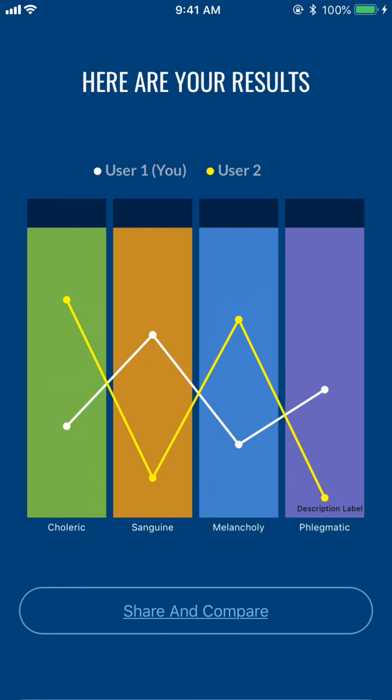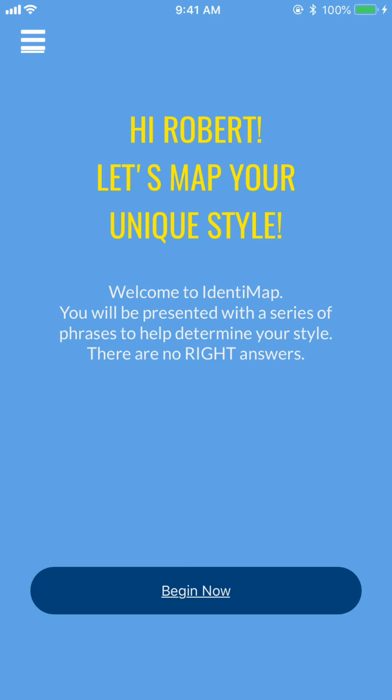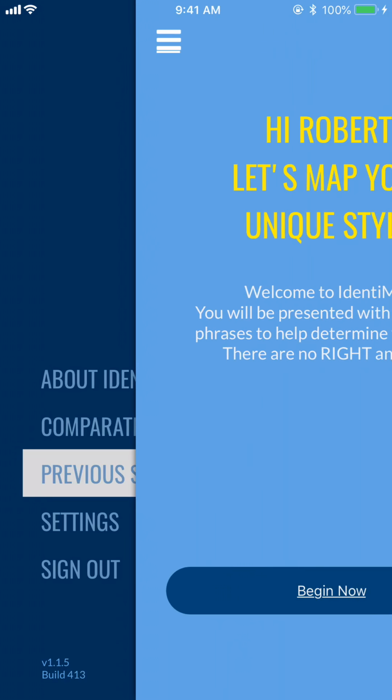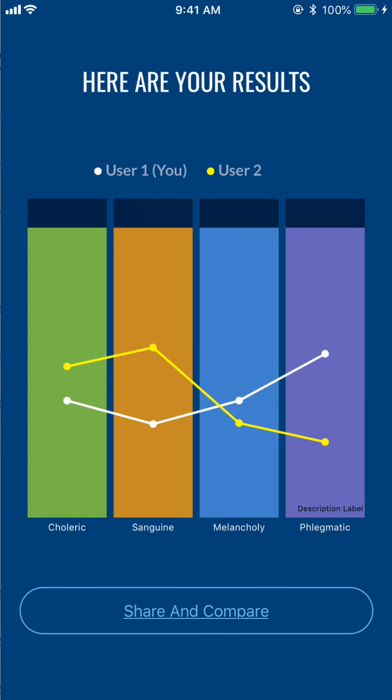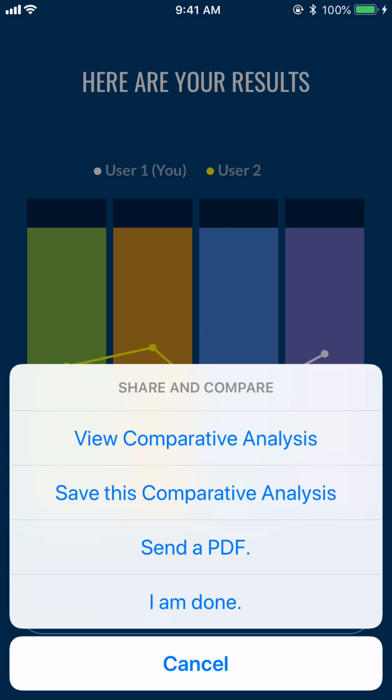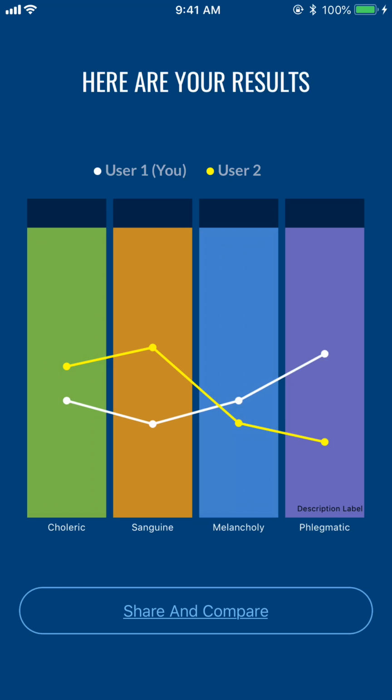Let's look at another one, right? Go back here, click on my hamburger, go to previous scores, go to this one here. Not too far apart. Now I've done a number of these and some are right on, which means those candidates are perfect. And by the way, this is about the end of this particular demonstration on how the comparative analysis works.